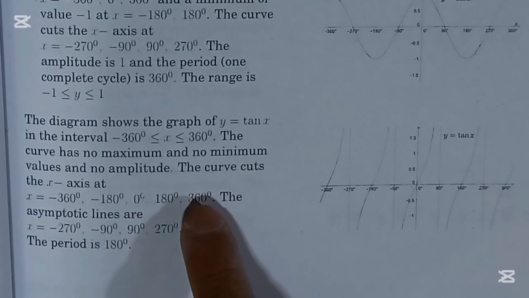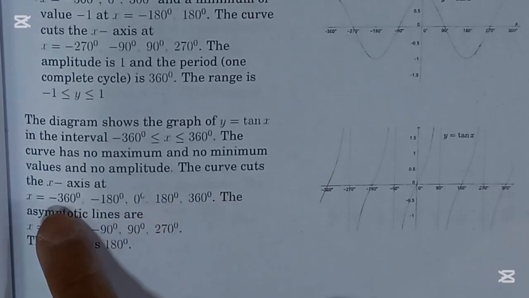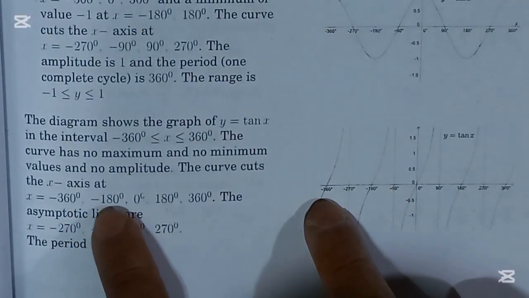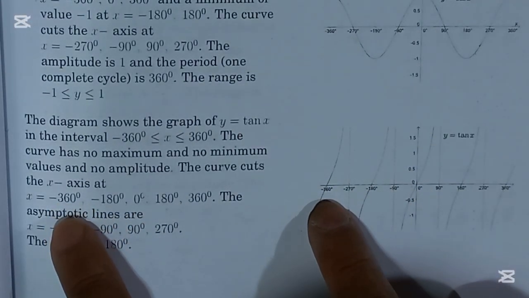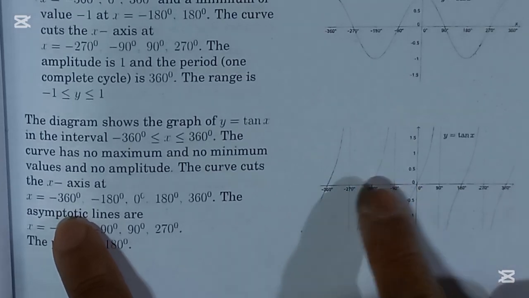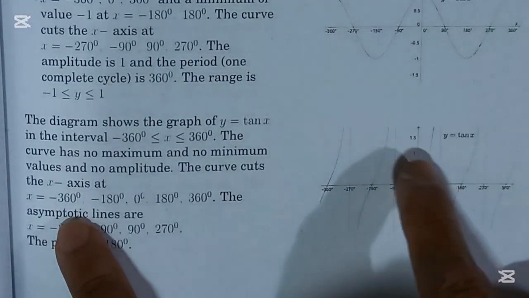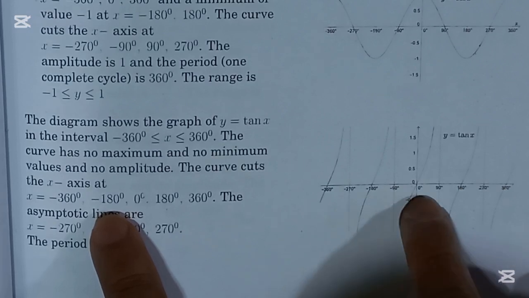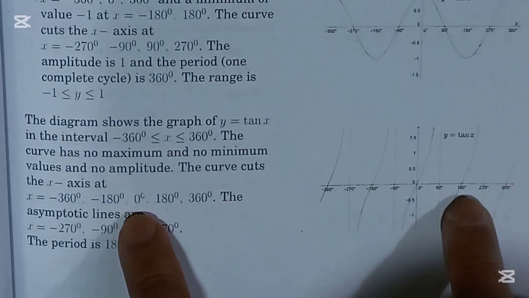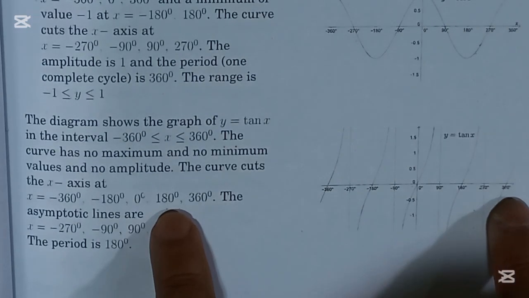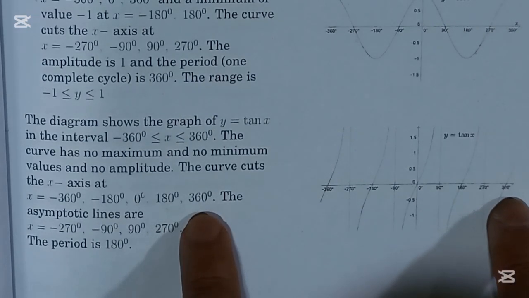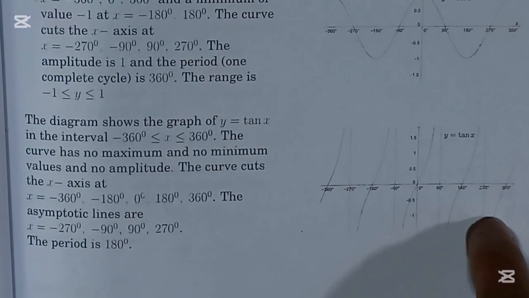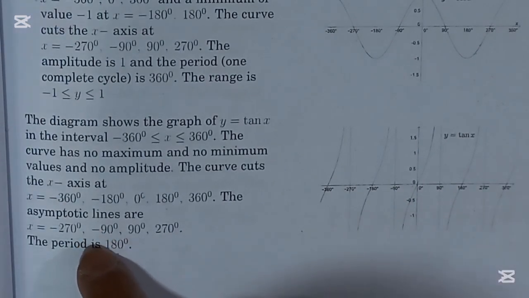Okay, next thing that we are going to discuss is where the curve cuts the x-axis. Look now, the curve cuts at -360 degrees. The next value, the curve cuts the x-axis at -180 degrees, next at 0 degrees, next at +180 degrees, and next at 360 degrees.